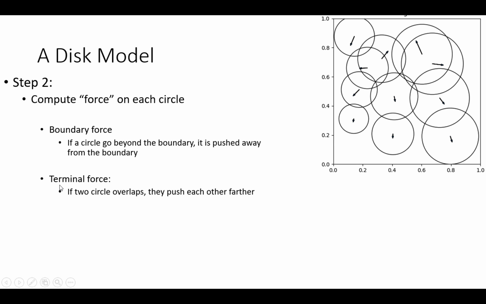Also, we have forces between each pair of circles. It's called the pairwise force. If two circles overlap, they push each other further away. For example, consider these two circles. This circle has an overlap with this one, so it will push the lower circle further away from it. So we have defined the forces. And of course, for each circle, for each disk, we compute its total force.